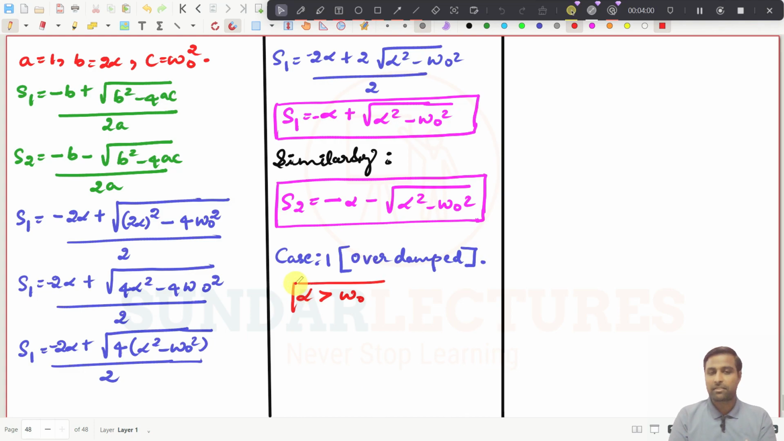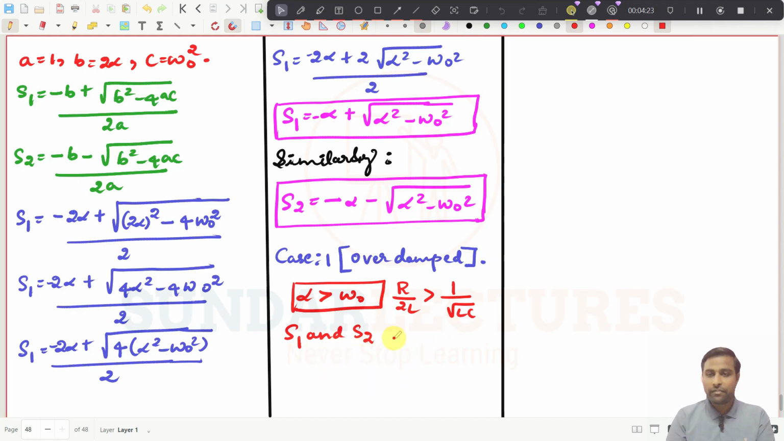This is the condition. And then you go for the second one. And here, what happens to the roots S1 and S2? If this condition applies, maybe I will write it as R by 2L greater than 1 over root LC. This is the condition. And if it is so, then S1 and S2 will be distinct.